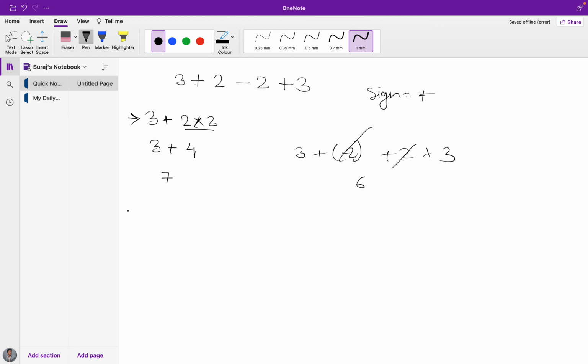So what will happen in case of division? 3 plus, let's say, 2 by 2. I will solve this one first, 3 plus 1, and it will be 4. So this is the challenge here. So what I'm thinking of doing is that I have to somehow keep... okay, let me be very clear.